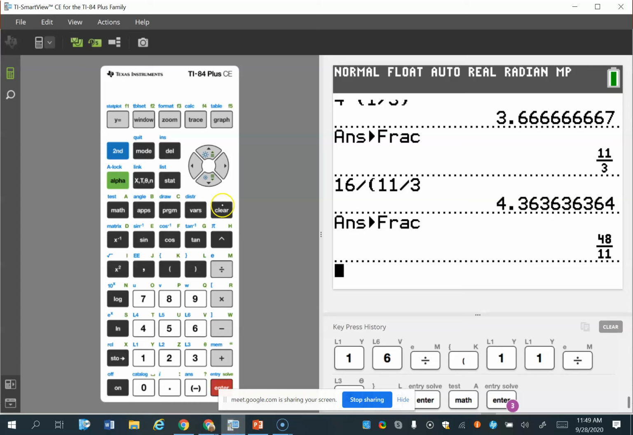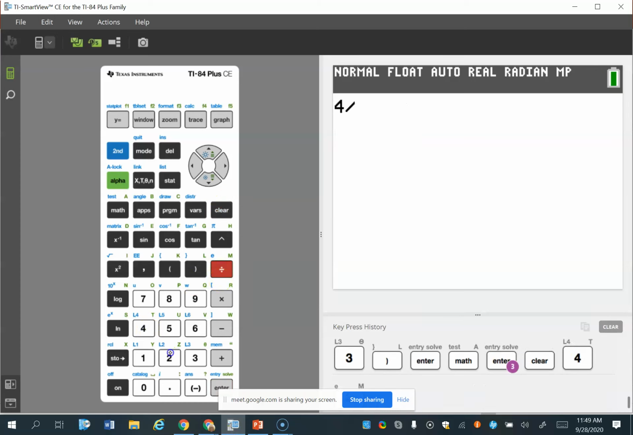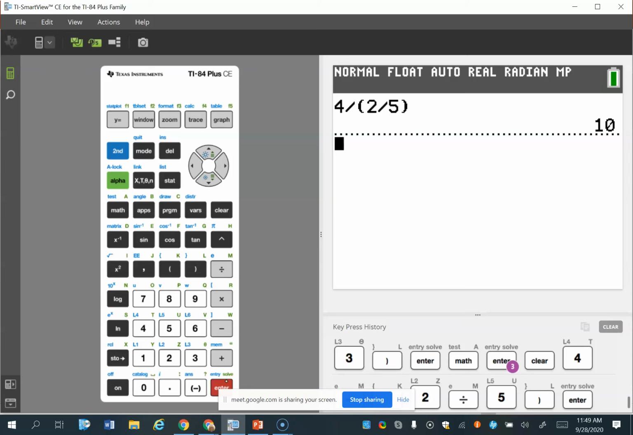Or you may simply do 4 divided by 2/5, and when you key it in in the original form, you get your 10 bowls.